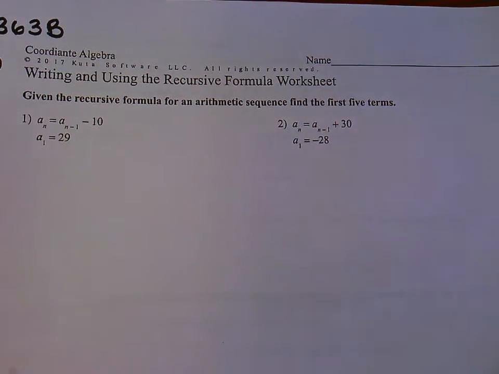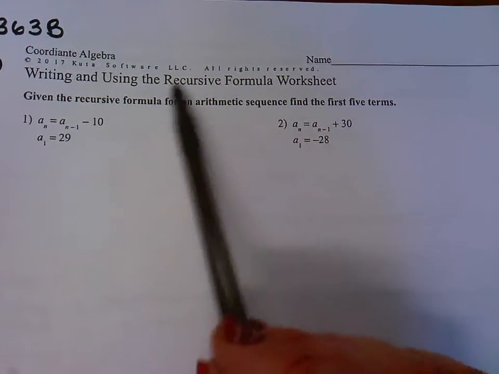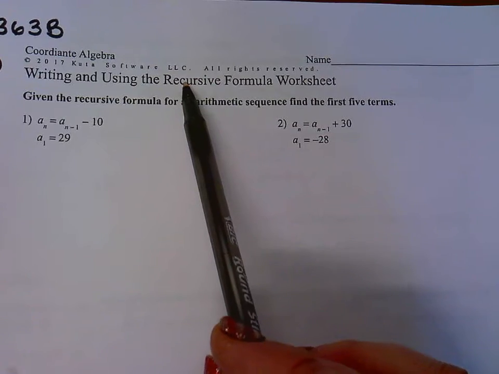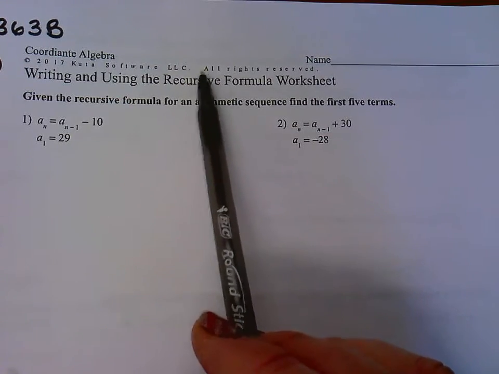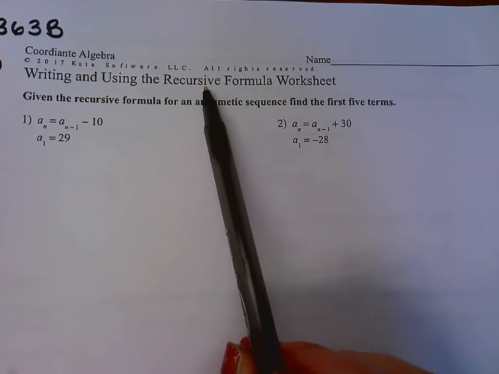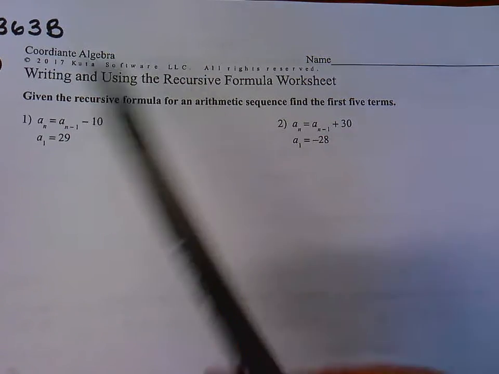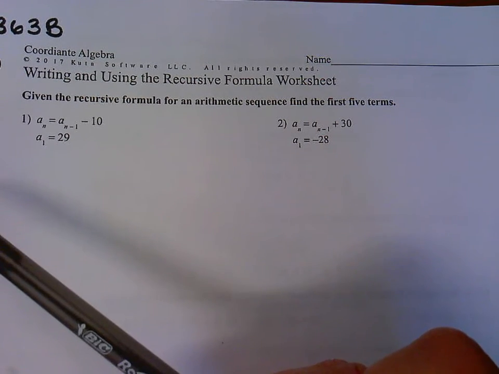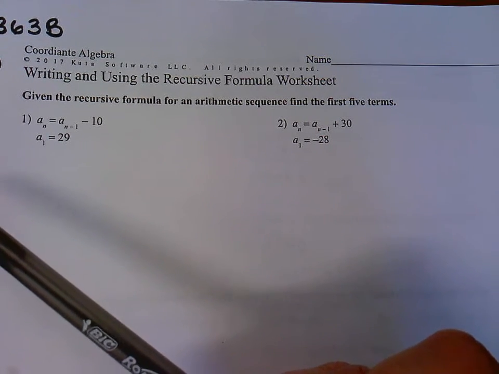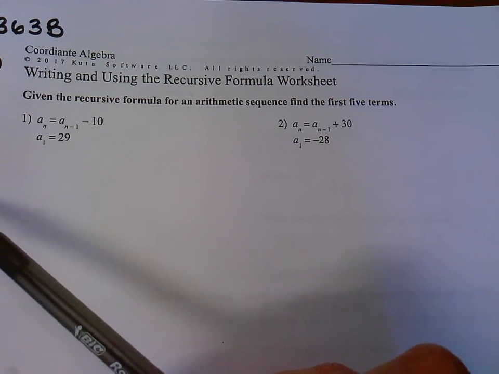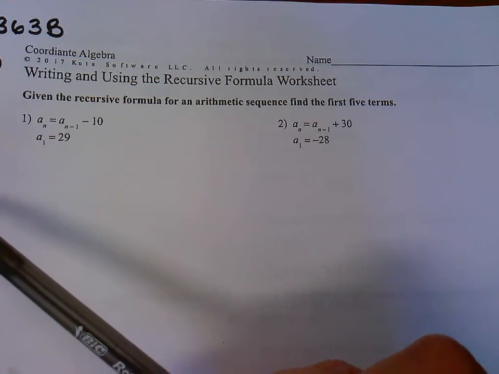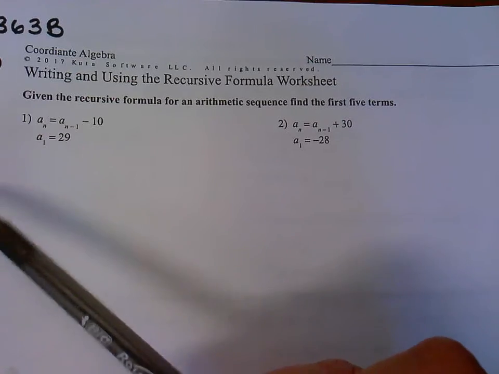So the difference between recursive and closed is like a function. You can plug a number in and get an answer. Recursive means that it relies on the term that comes before it. So if you need the 100th term, you have to generate all 99 terms that come before it. So it's kind of annoying to find the large terms.